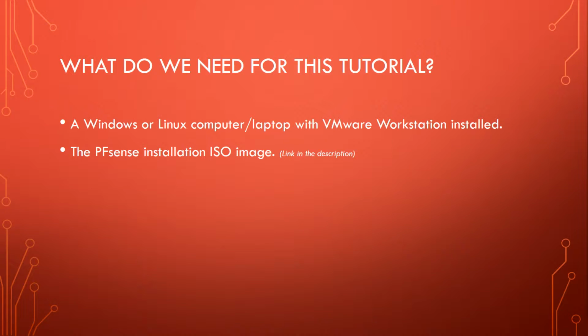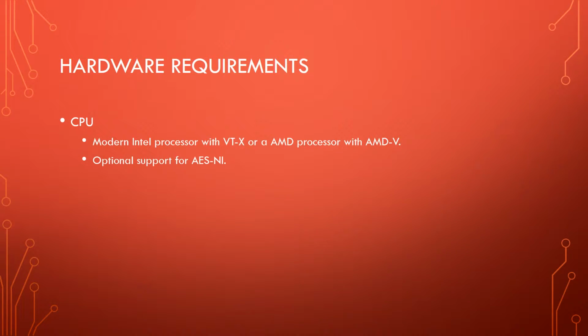So what do we need for this tutorial? We need a Windows or Linux computer or laptop with VMware Workstation installed, and we need a pfSense installation ISO image, and I will put a link in the description. So there are some hardware requirements.